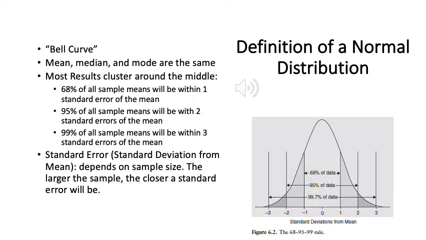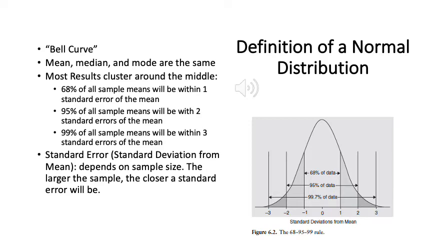So 68% of all sample means will cluster within one standard error of the mean. 95% of all sample means will cluster within 2 standard errors of the mean, and 99% of all sample means will cluster within 3 standard errors of the mean. We're not going to discuss precisely what the standard error is, but essentially it depends on the sample size. The larger the sample, the closer a standard error will be. The smaller the sample size, the further it will be from the mean.